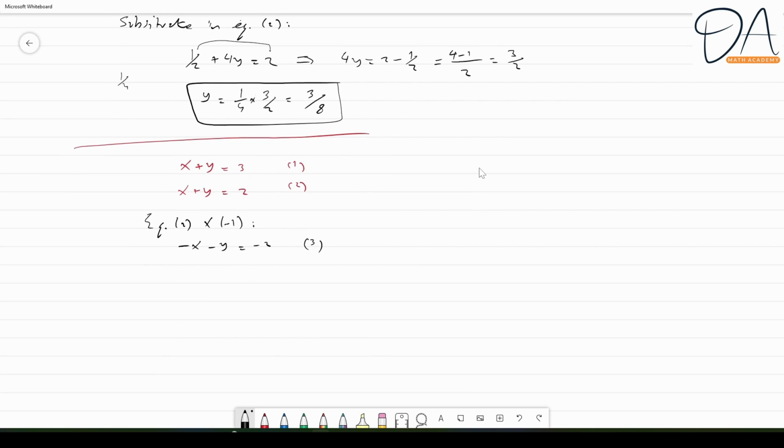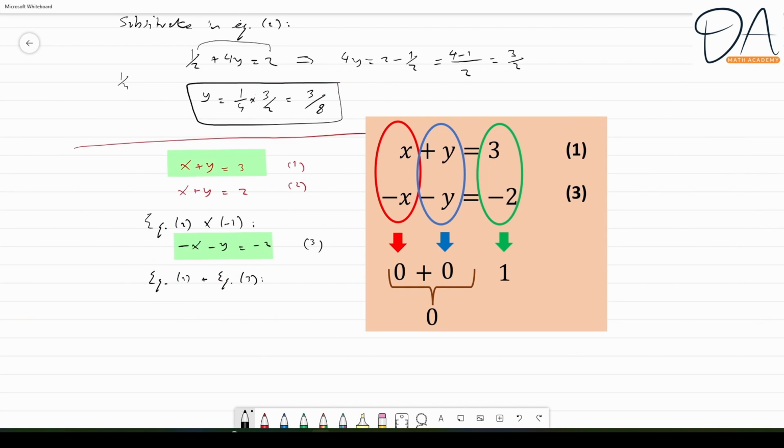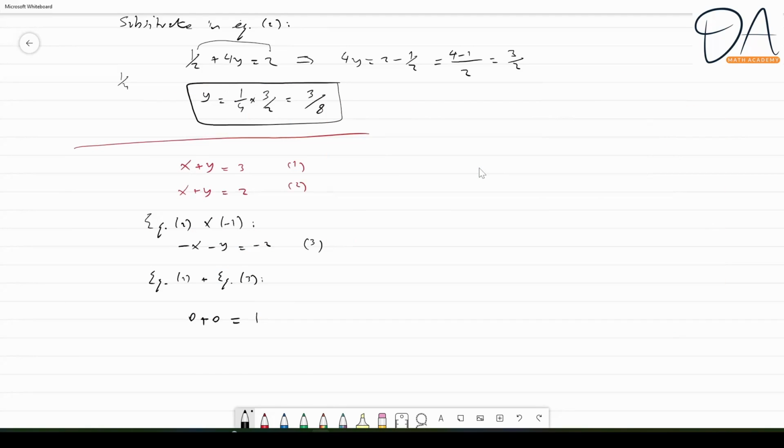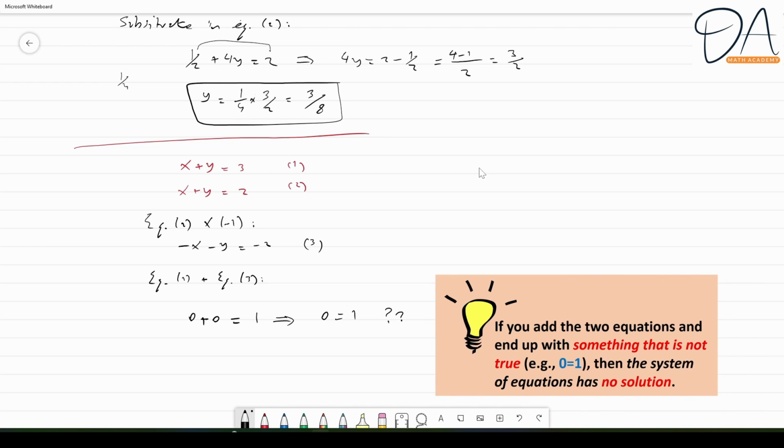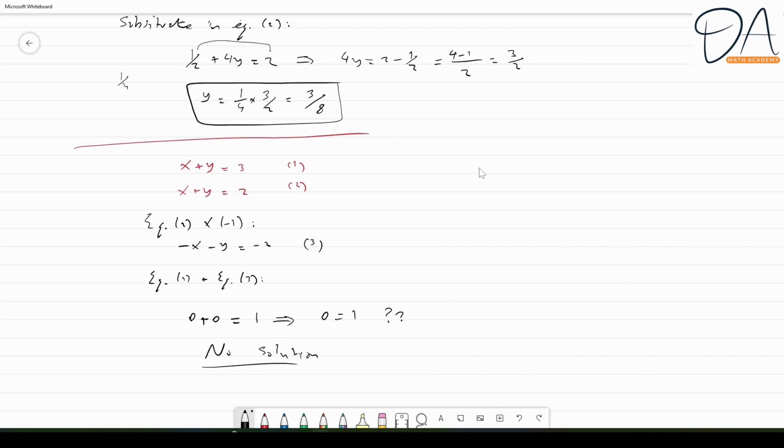What we do now is add the equations. So we take equation number 1 plus equation number 3. We have x plus minus x, that gives you 0. y plus minus y, that also gives you 0. Equal to 3 plus minus 2, that gives you 1. This means 0 equals 1. What does this mean? 0 equals 1. We know that's not possible. So in this case, if you end up with something that is not true, like 0 equals 1, then you know that there is no solution for the system of equations. In this case, actually, the lines will be parallel to each other. If we plot these, they will be parallel and will not intersect. So there is no solution.